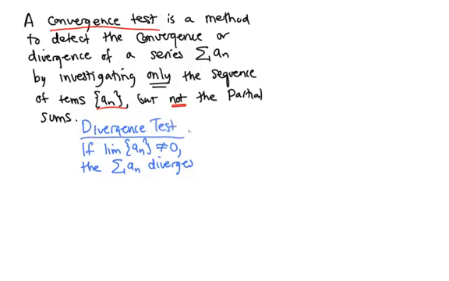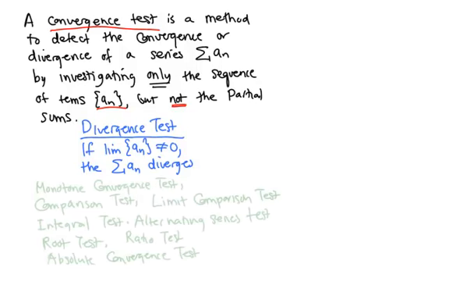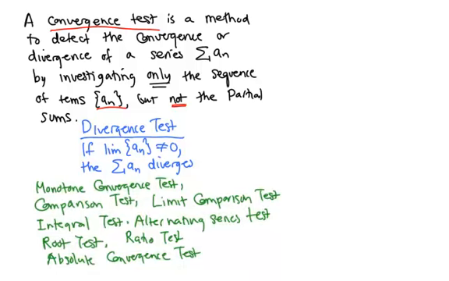It turns out that there are a large number of convergence tests, and a standard calculus book will have many, many of them. A typical calculus book will include a monotone convergence test, a comparison test, a limit comparison test, an integral test, an alternating series test, a root test, a ratio test, an absolute convergence test, and a lot of others.